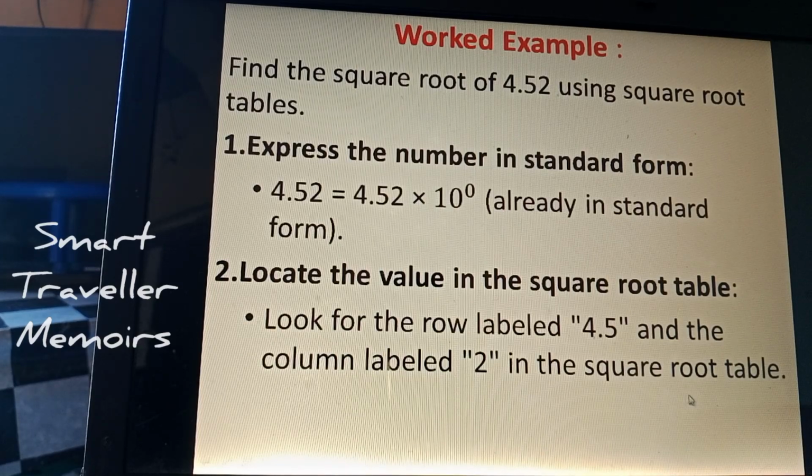Find the square root of 4.52 using square root tables. Express the number in standard form. 4.52 times 10 raised to 0 is already in standard form. Locate the value in the square root table, row 4.5, column labeled 2.